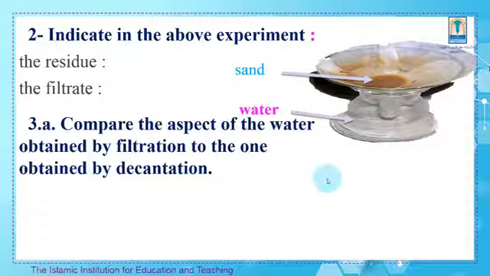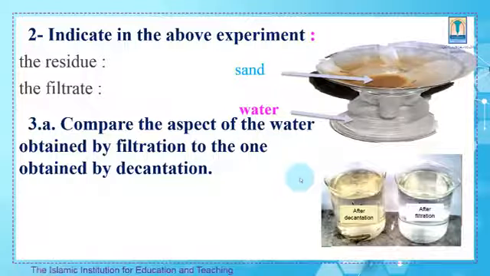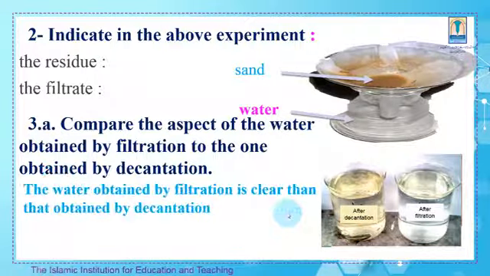Compare the aspect of the water obtained by filtration to the one obtained by decantation. We observe that after decantation the water is not clear, while after filtration the water is clear. Then, the water obtained by filtration is clearer than that obtained by decantation.